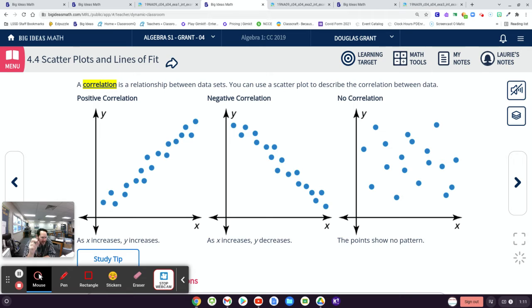Sometimes things will be very tightly correlated and sometimes loosely correlated. We'll get to that a little bit later. Right now, we're just looking at the general trends. This is a great page to take notes on. Feel free to go crazy with your dots as you're drawing your graphs.